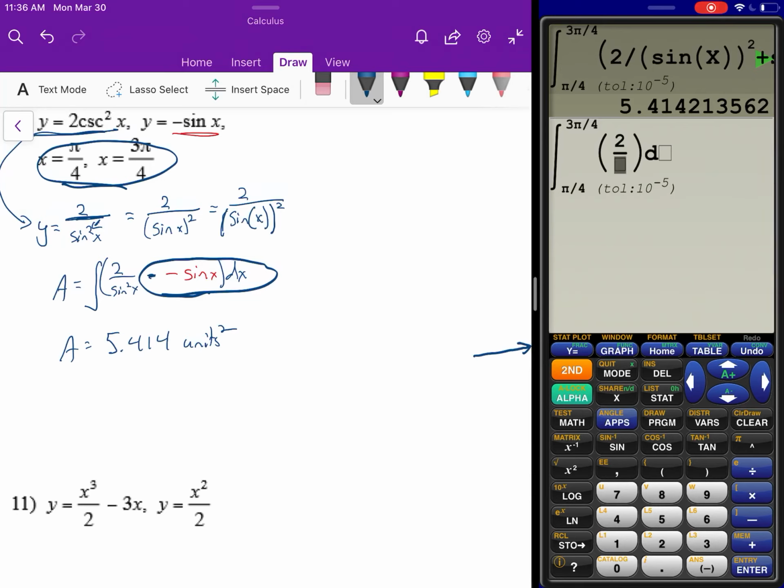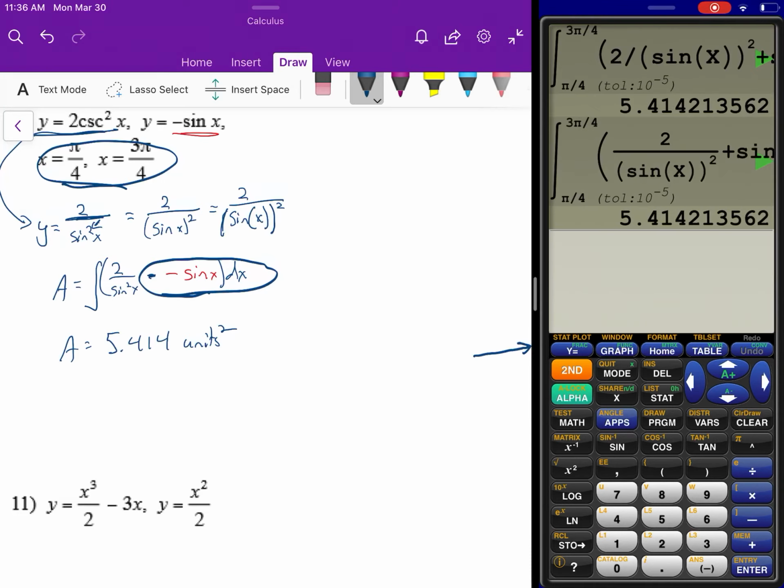So we're going to do parenthesis sine of x, close, that was the parenthesis after the x, here's the parenthesis after the sine, squared. Then we can come outside of our fraction, we're going to add sine of x. Close that parenthesis. Notice that big parenthesis that's there is for the integral and then dx, and you can hit enter. So same idea, but you can use the fraction and type it in there.